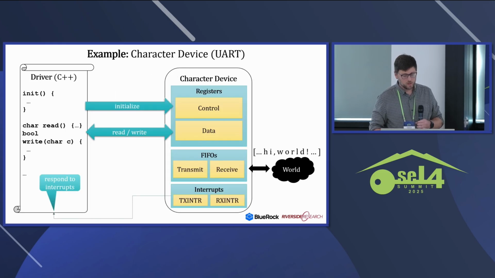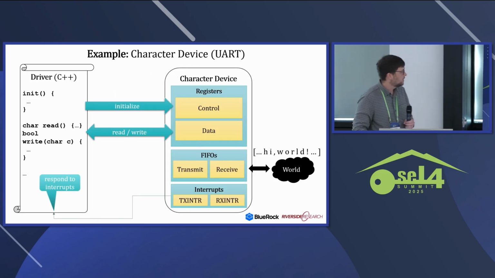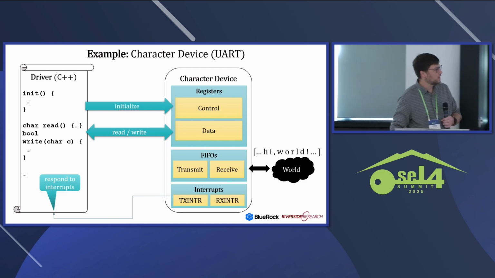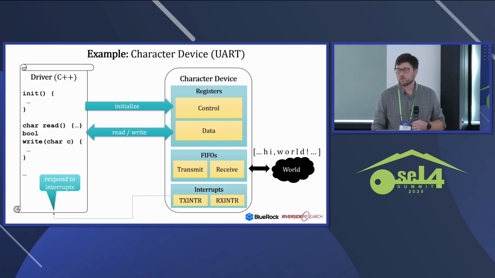Just as a very small example, here's a picture of a UART where registers might be control and data registers. We might have state for transmit and receive FIFOs, and then also state for interrupts. And then this UART device can send characters and receive characters from the outside world.